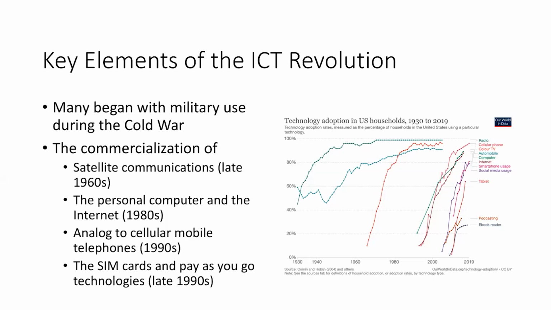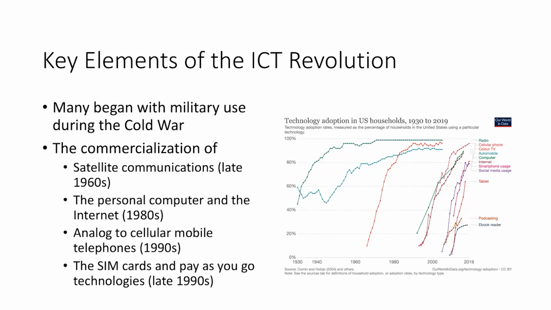Talking about the ICT revolution then, what were the key elements that contributed to the information communication technology revolution? First, I would like to say many of these technologies developed during the Cold War, but their use was for military application. And when these technologies became revolutionary in their importance is when they became commercialized at the end of the 20th century. Some of the things that are significant in the ICT revolution are the commercialization of satellite communication, which began in the late 1960s for television, the personal computer and the internet in the 1980s, and the commercialization of mobile phones and the transition from analog to cellular mobile communication, which really took off in the 1990s.